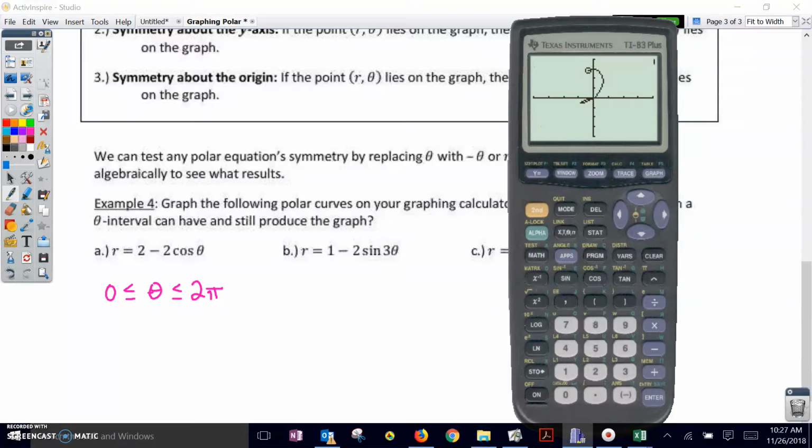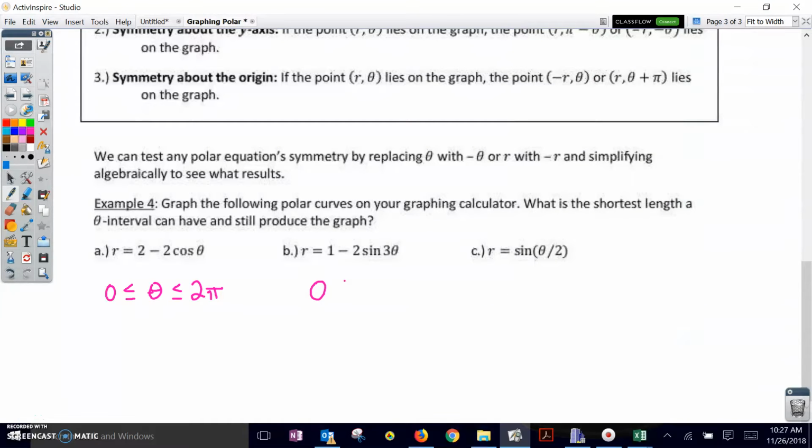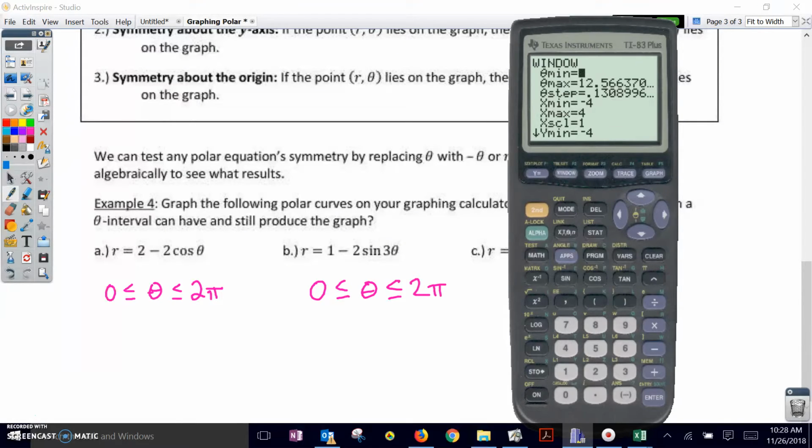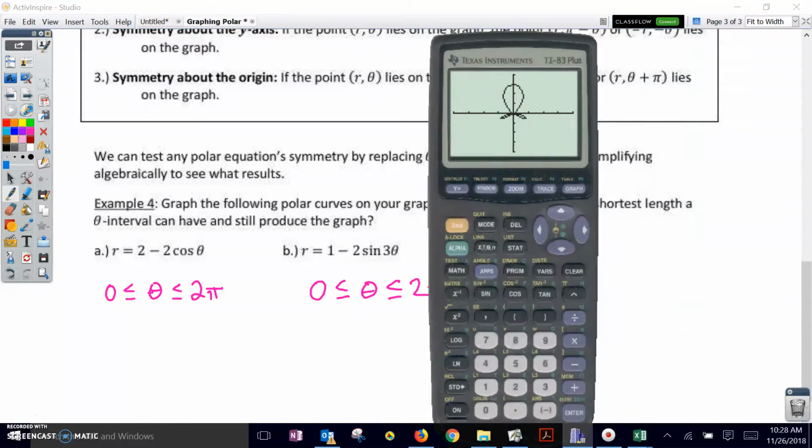Let's take a look if we go to 4 pi. Yep, it just retraces if we go beyond 2 pi. So again, 0 to 2 pi is sufficient for us to get the entire graph here. Anything less will give us less of the graph. If I had done 0 to pi, I would only have gotten that part of the graph. And once I did more than 2 pi, I got more than what was graphed.